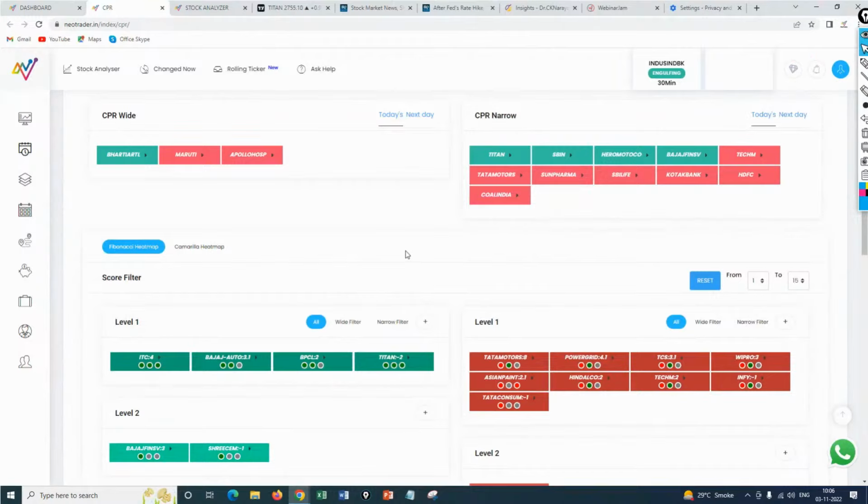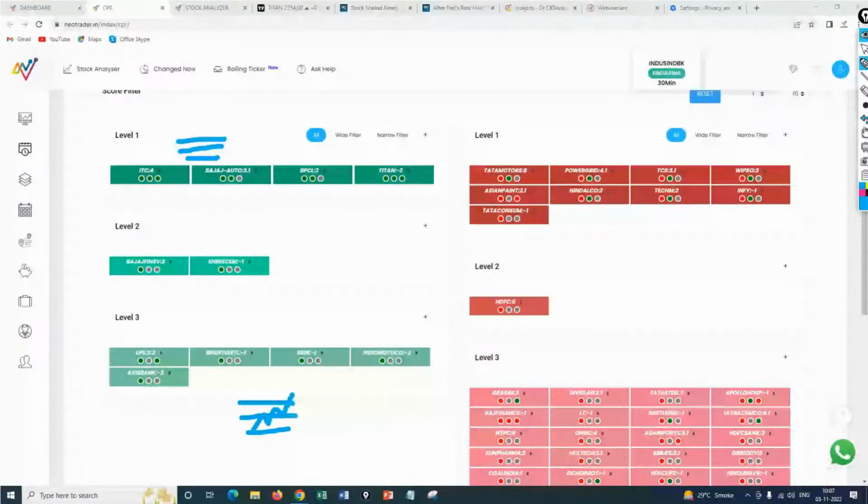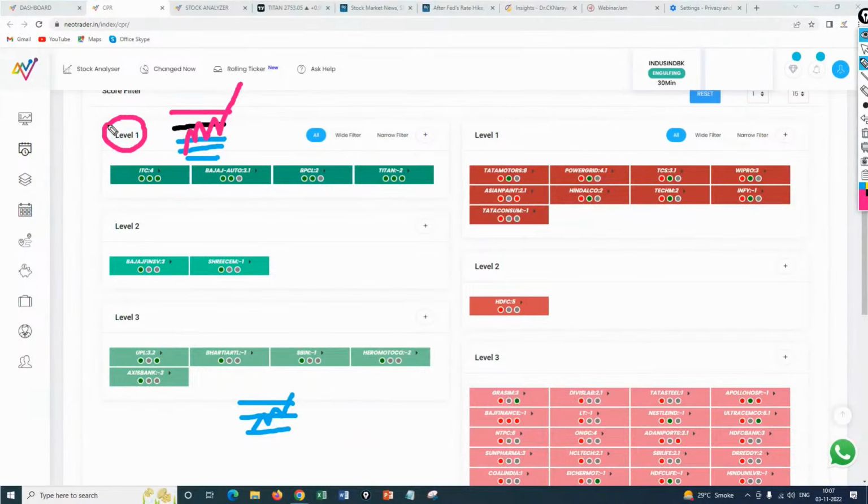Okay, so don't worry. Now Firdos is asking which one is the best, level 1 or level 3. Level 1 is the best, level 3 is the third best. Why is level 1 better than level 3? Because in level 3 we are only looking at CPR and only looking for a breakout. Level 1 needs a breakout above CPR, above R1, and also above the previous day's high or low. Only when the stock breaks out above all of these levels does it qualify to become a level 1 trade. If it does any two of these three, it becomes a level 2 trade, and if it only goes above CPR, it becomes a level 3 breakout.